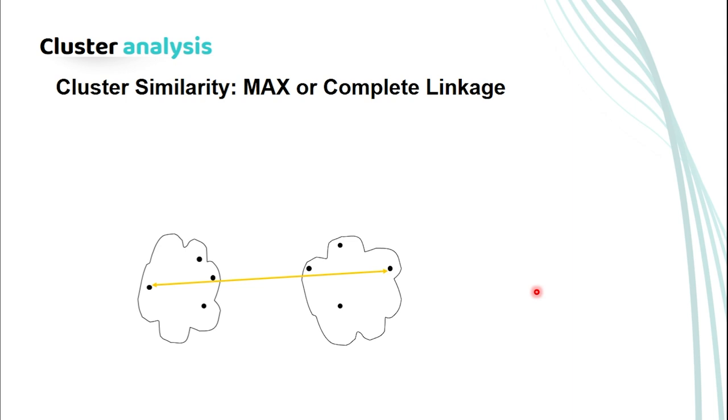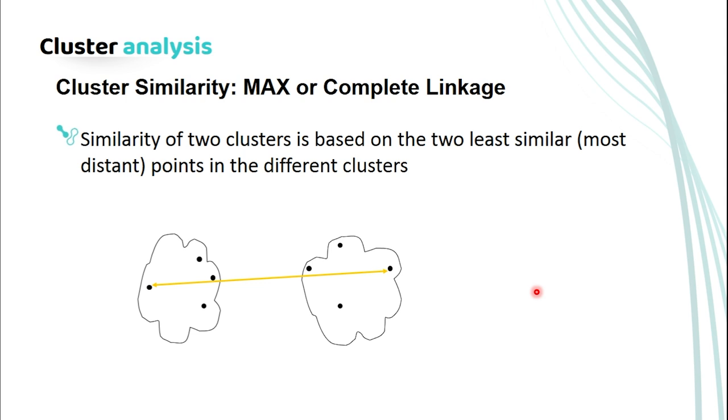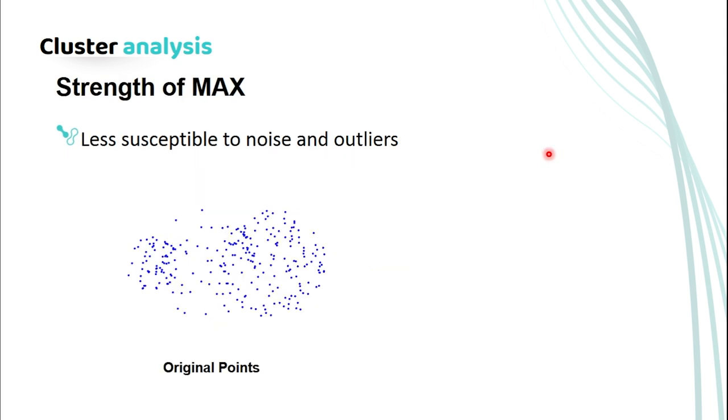And the second method, we consider the cluster similarity using max, or complete link. Here, the similarity of two clusters is based on the two least similar, the most distant points in the different clusters. It is determined by all pairs of points in the two clusters. We will find the most distant points.